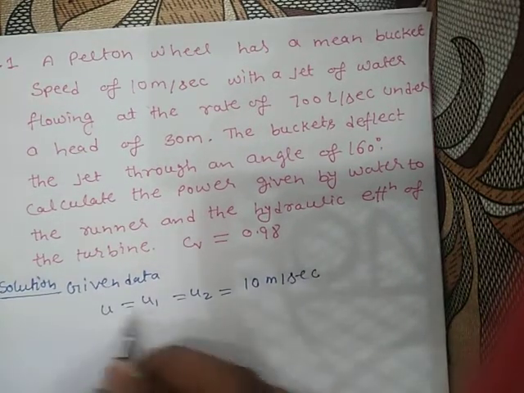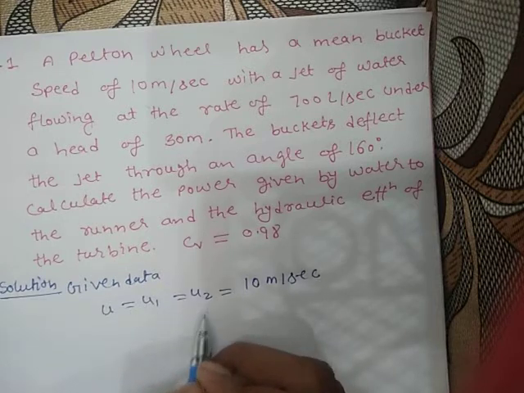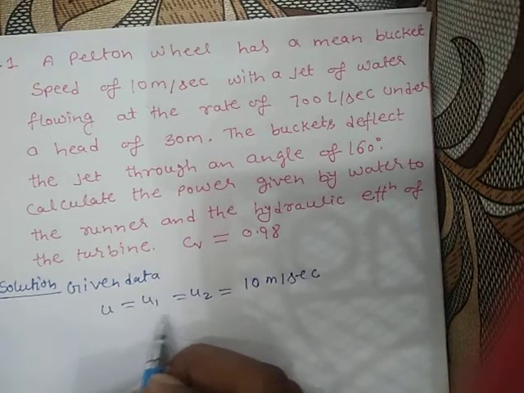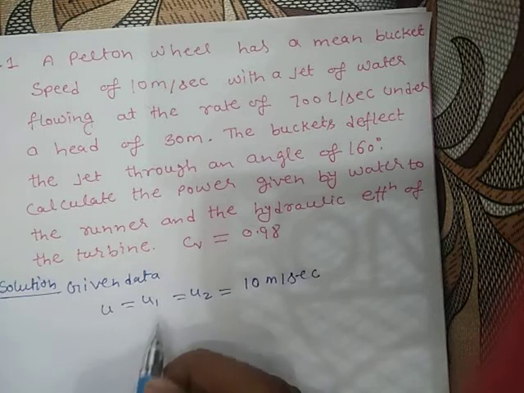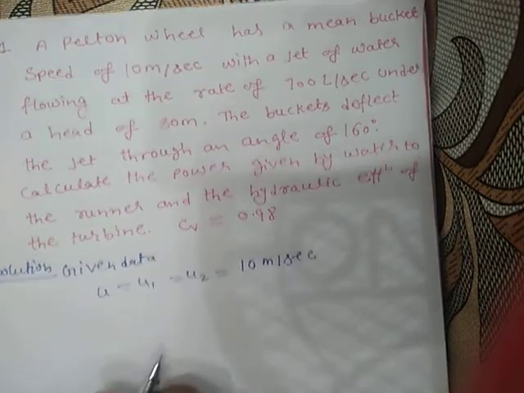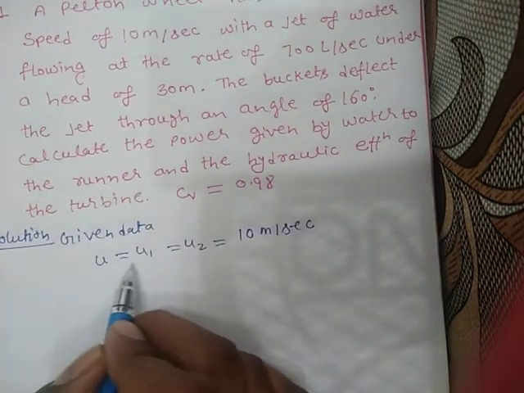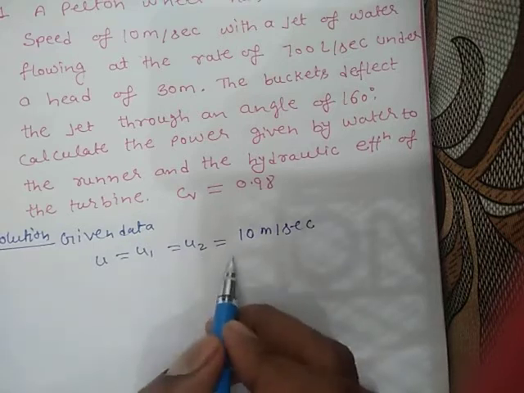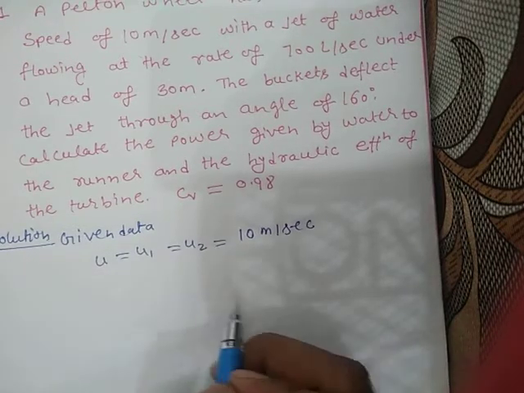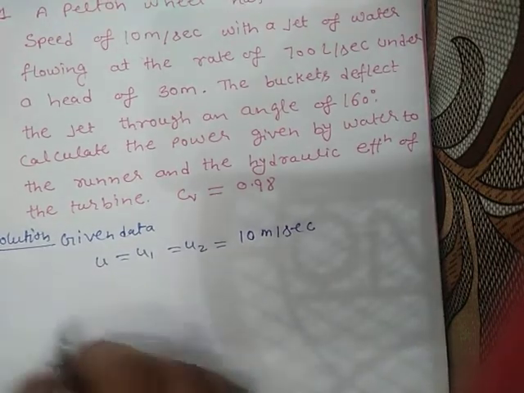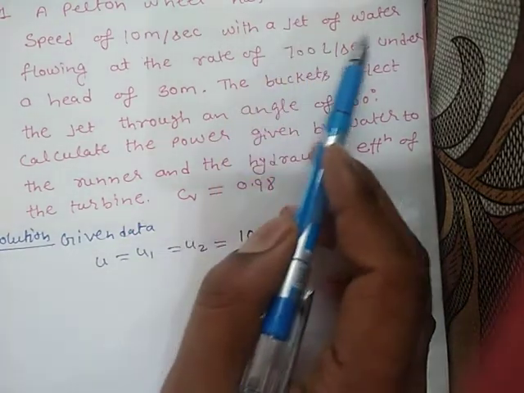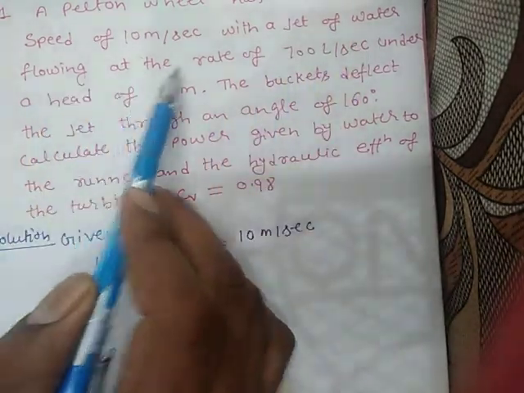So this U is equal to U1 is equal to U2, meaning we have already discussed in the last diagram what the velocity triangle is. Okay, how can U be equal to U1 equal to U2? So try to understand in the derivation.